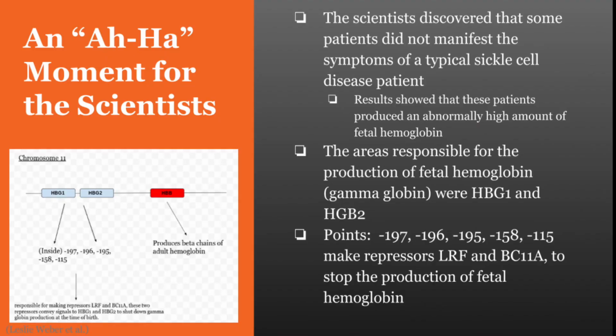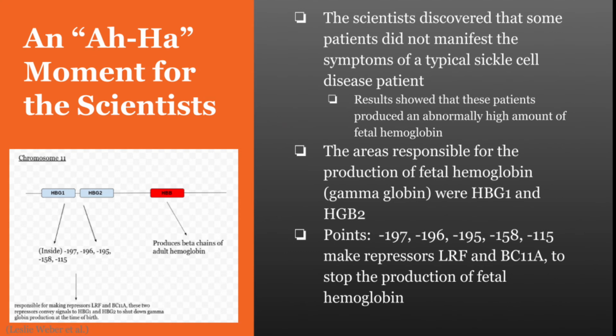In a clinical setting, scientists discovered that some patients, despite having sickle cell disease, did not manifest the symptoms of a typical sickle cell disease patient. This tickled the scientists' brain and they decided to run lab work. The results portray that these patients produced an abnormally high amount of fetal hemoglobin, which was very odd because fetal hemoglobin is turned off right after birth. They later found out this was a condition known as hereditary persistence of fetal hemoglobin, which is a result of mutations leading to the lack of inhibitory protein production.